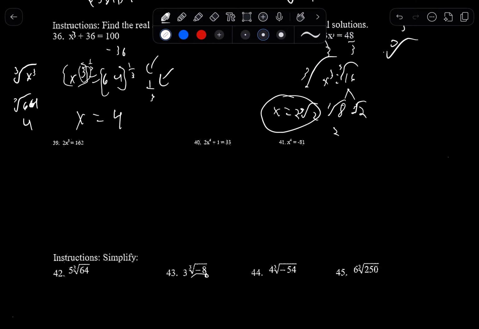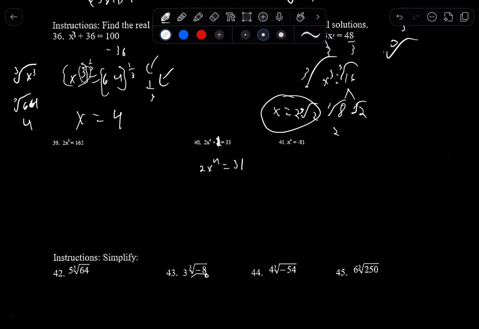So 2x cubed. So now let's move to this one. Actually, you know what? Let's skip that one. Let's do this one. By the way, this is 8-2. So 2x to the 4th plus 2 equals 33. So let's get rid of the 2. So 2x to the 4th equals 31.